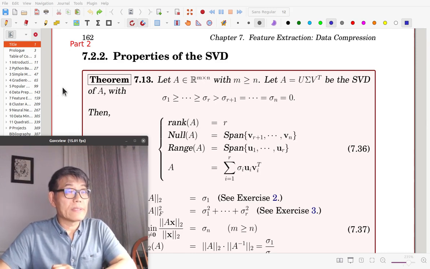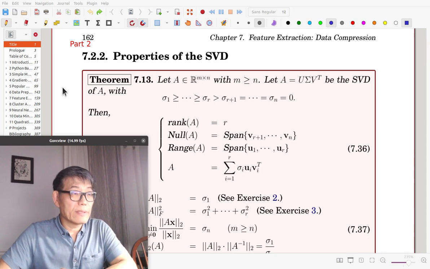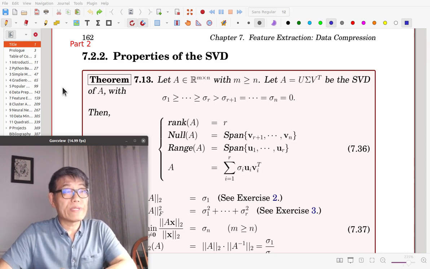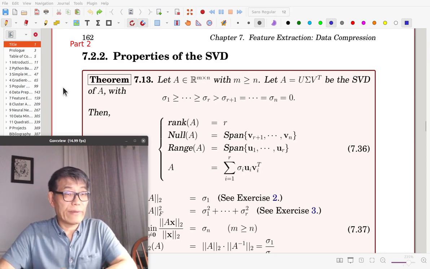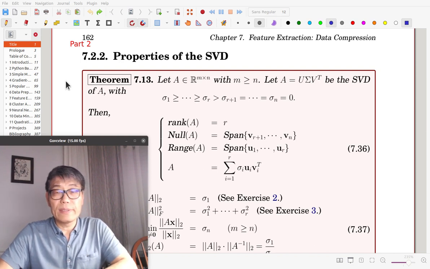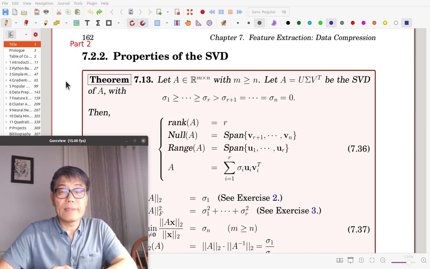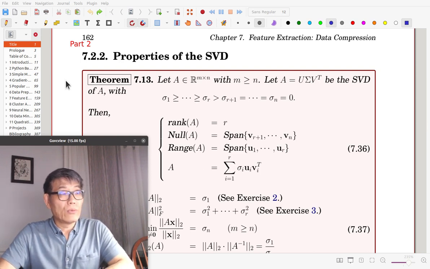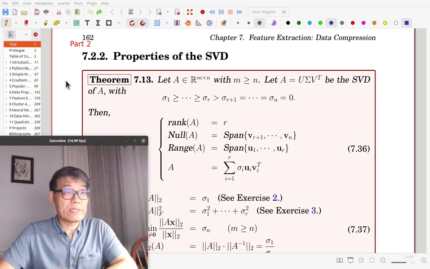It is the second part of section 7.2, properties of the singular value decomposition. In the first part, we introduced the SVD and considered its algebraic and geometric interpretations. Here, we'll discuss some properties of the SVD.